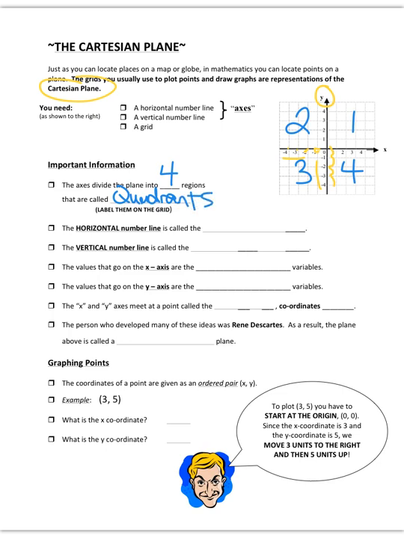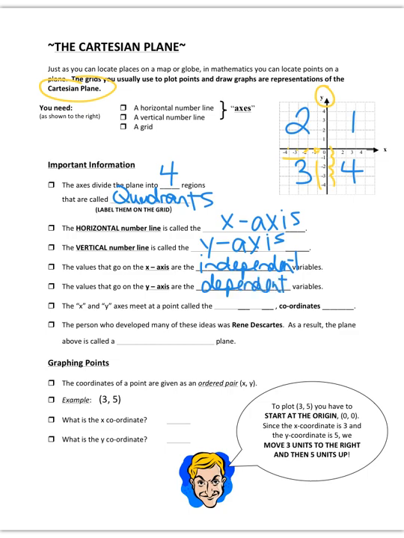Okay. The horizontal number line is called the x-axis. We should know this already. And the vertical is the y-axis. The x-axis gets the independent variables, and the y-axis gets the dependent variables.